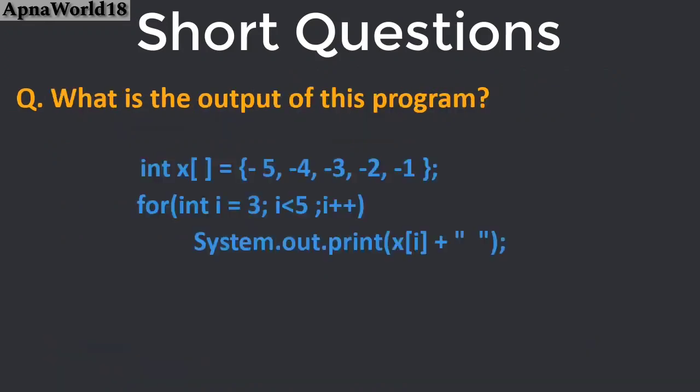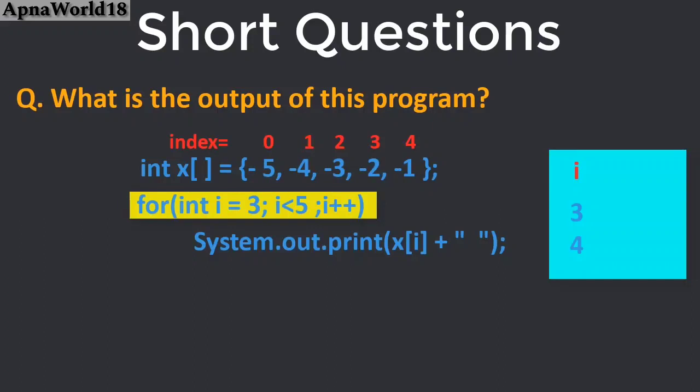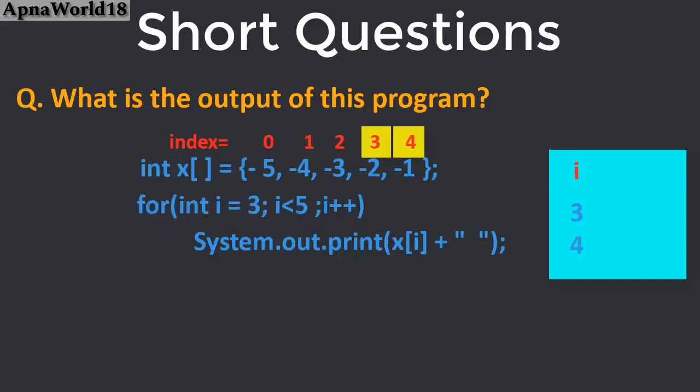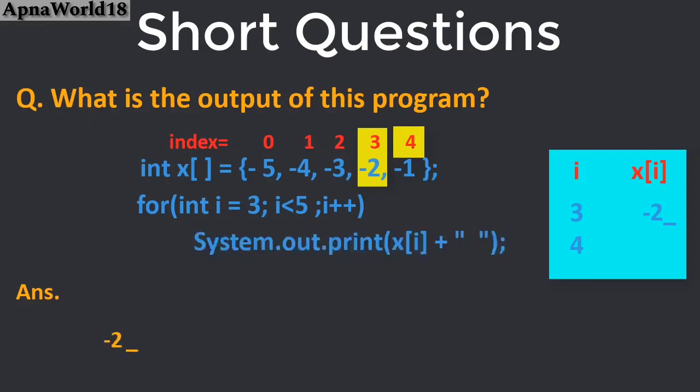The next type of question, which is very important, is arrays with loops, where you are asked to predict the output. Like, what is the output of this program? Here the array has 5 elements. The loop is set from index 3 to 5. So it will execute 2 times for values 3 and 4. Within the loop there is a print statement, so it will print the element at index 3, which is -2, first with a space, and then in the next iteration of the loop it will print the element at index 4, which is -1, with a space. This is the output of the program.